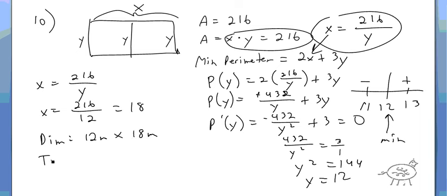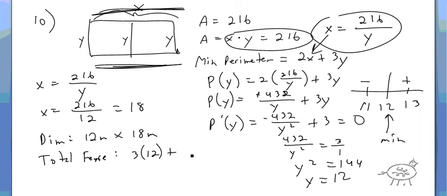And then the total fence, because we're trying to see how much fence we're using, it's 3 of the y's, so 3 times 12 plus 2 of the x's, right? One here and one up here. So 2 of the x's, so 2 times 18, and that gives us 72 meters. That is the perimeter that we're going to use, the minimum amount of fence to use. All right, not too bad.